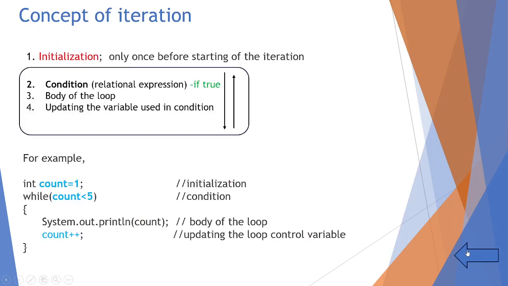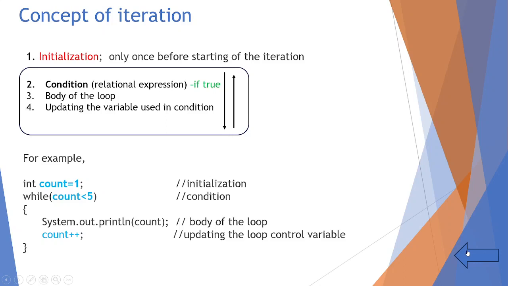Now, initialization happens only once. That is, starting at 1. 1 will not come again. In the process, it becomes 2, 3, 4, 5, that is updating. Now, after initialization, the condition will be checked. That condition is a relational expression.